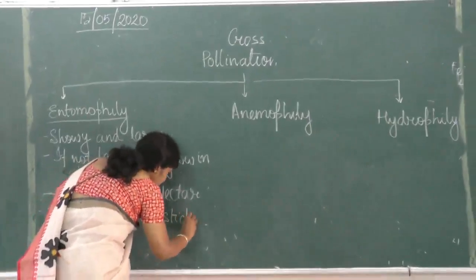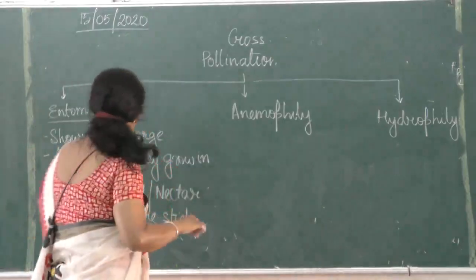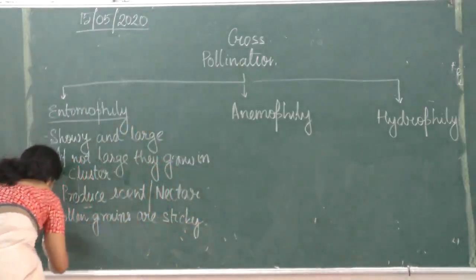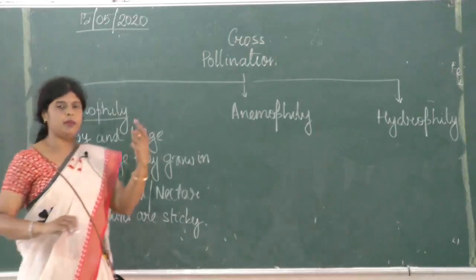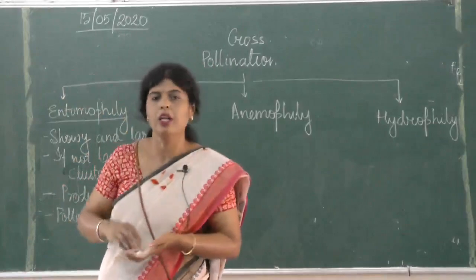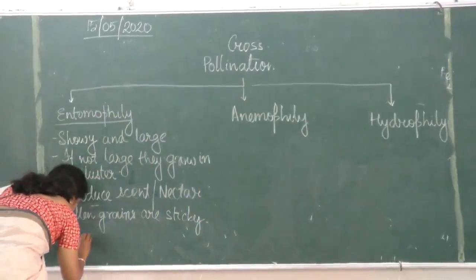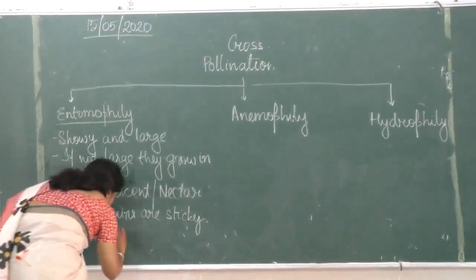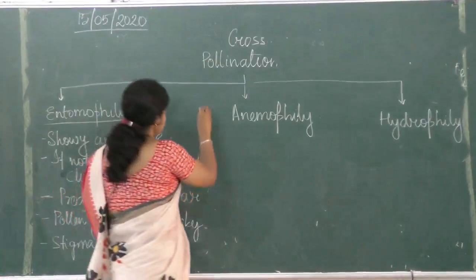So that they can easily stick to the legs and the body parts of the insect. Is it clear? Pollen grains are sticky, and the stigma, usually the pistil, is not long and hanging out, it is small. Is it all right? The stigma is sticky. I am just giving you the idea. Stigma is sticky. Is it all right?